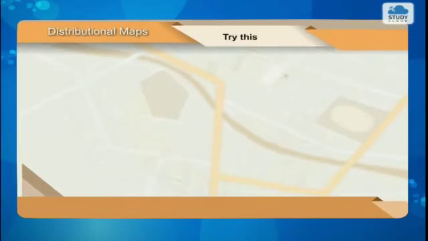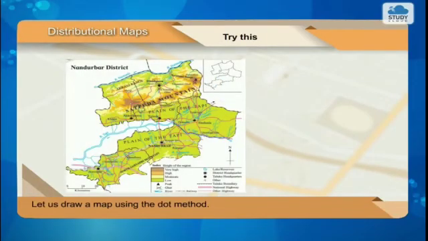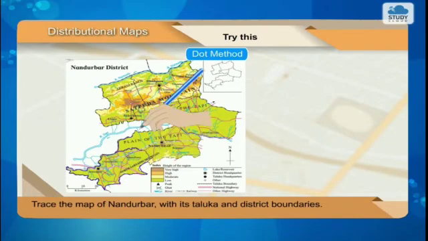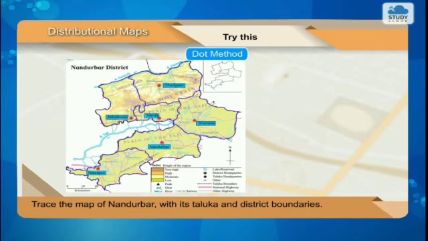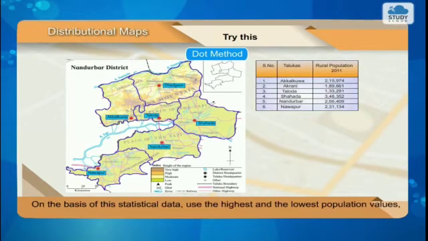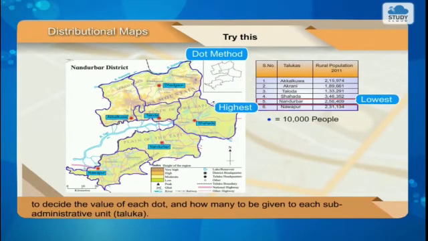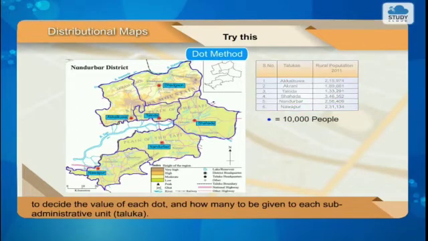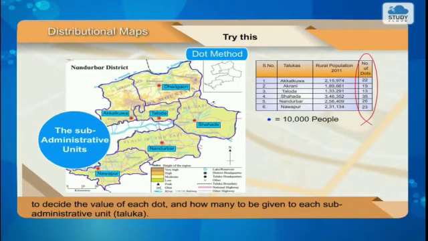Try this. Let us draw a map using the dot method. Trace the map of Nandurbar with its taluka and district boundaries. Look at the population table. On the basis of this statistical data, use the highest and the lowest population values to decide the value of each dot and how many to be given to each sub-administrative unit, taluka.